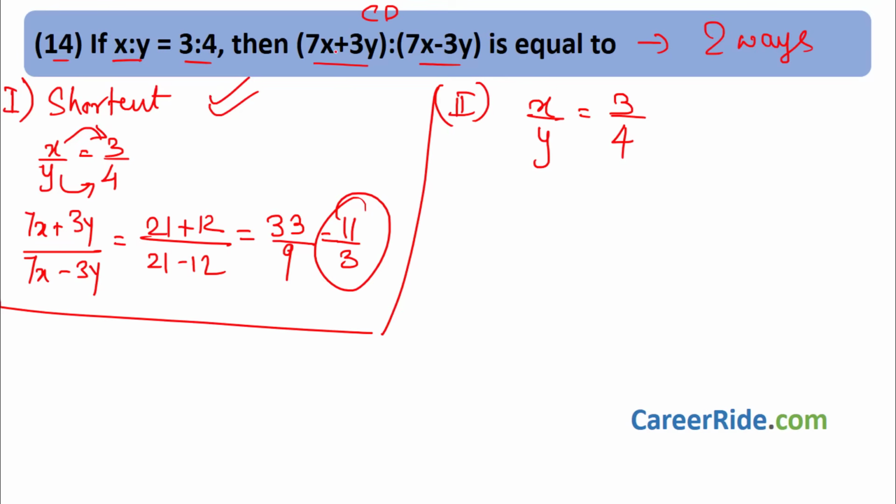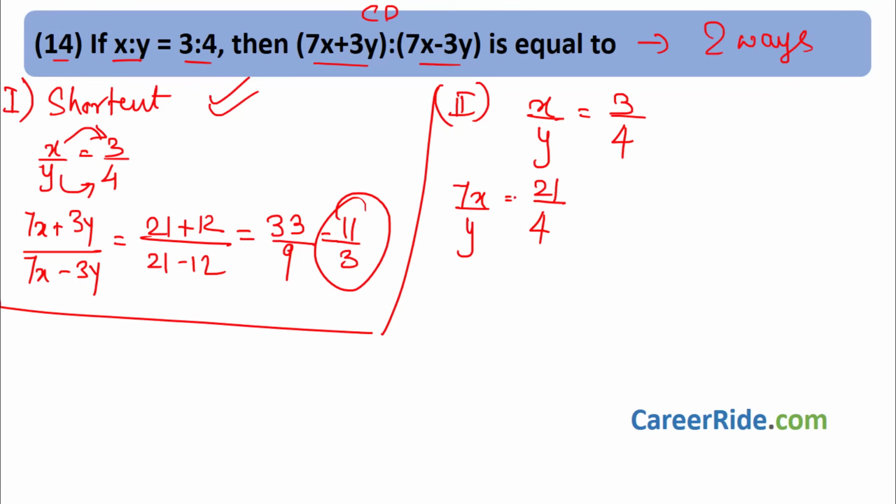But over here you do not have simply x plus y and x minus y. Here you have 7x plus 3y, 7x minus 3y. So let us try to get in that format. First we want 7x, so multiply by 7 throughout. What you will get? 7x upon y would be equal to 7 3s are 21 upon 4, correct? Multiplied by 7 over here, multiply by 7 over here.